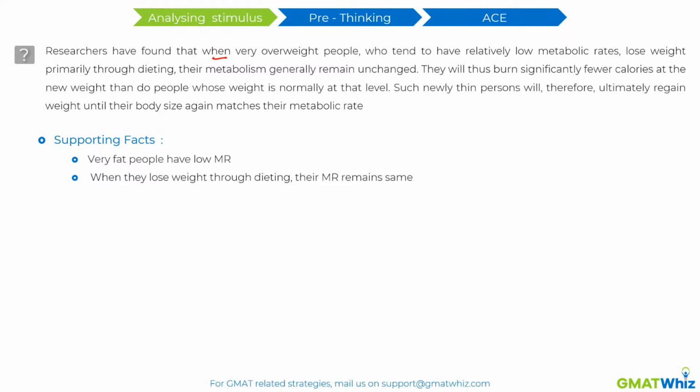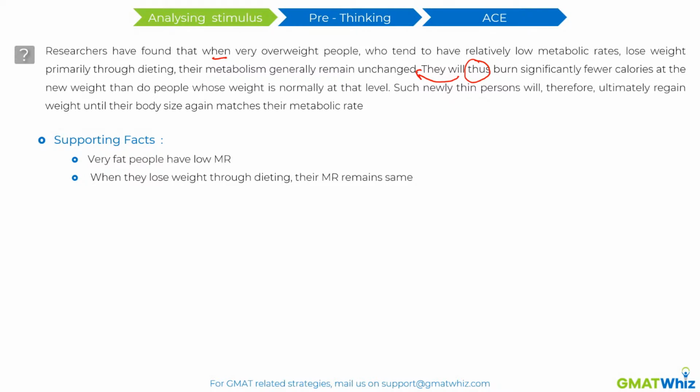Let's see why. They will thus. So, the thus tells me that I can put this as an effect of what is given in the previous sentence. So because the MR remains the same throughout their dieting process and losing weight process, they will burn significantly fewer calories at the new weight. So let's say from 100, if they come down to 60, at 60 they will burn much fewer calories. Less calories is grammatically wrong. So much fewer calories, a lot fewer calories at new weight than do people whose weight is normally at that level.